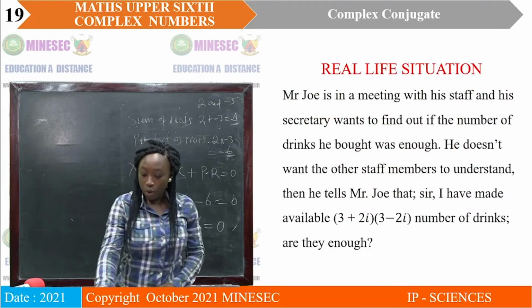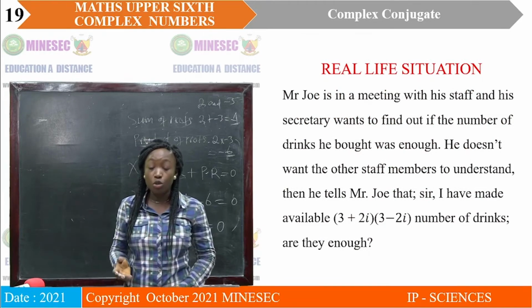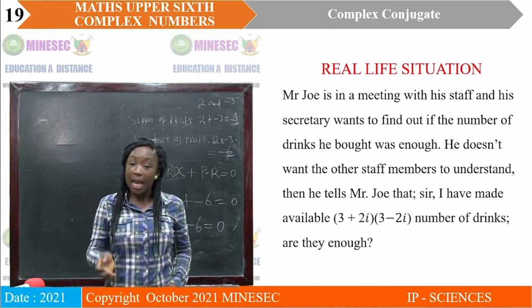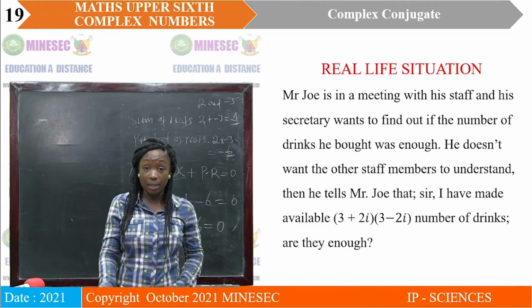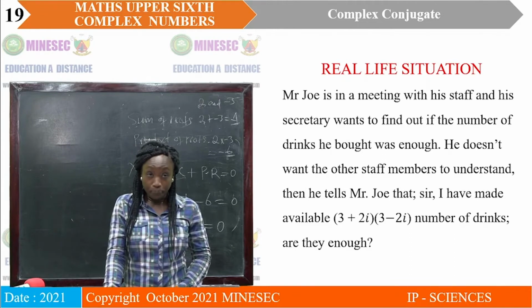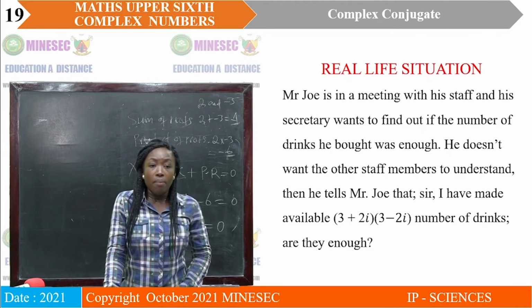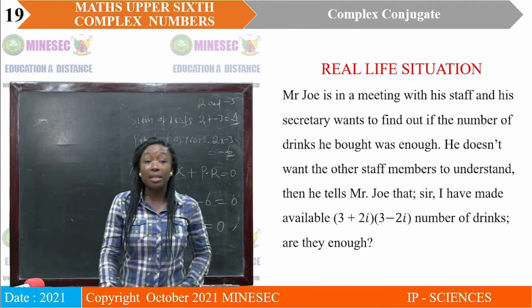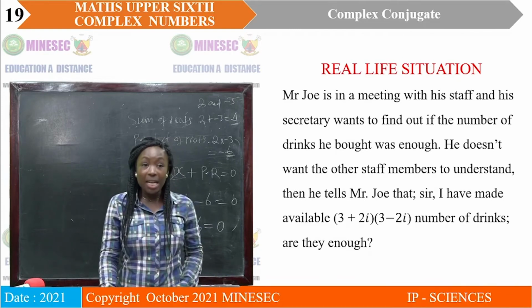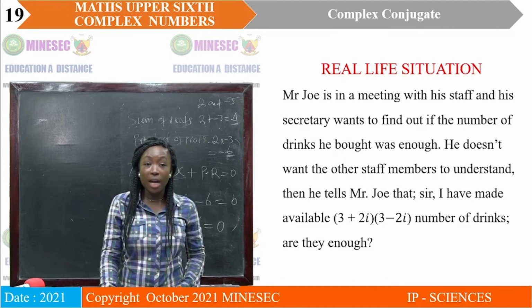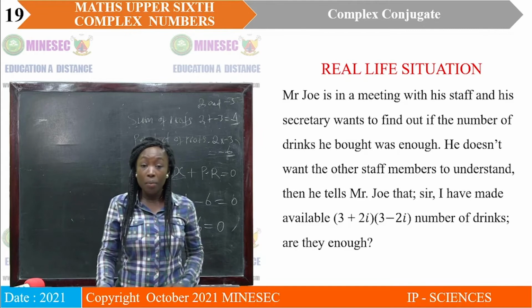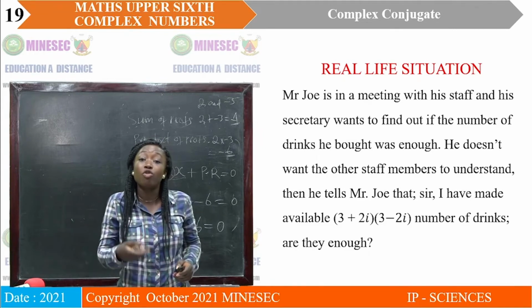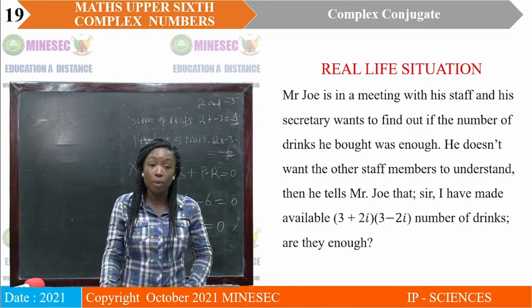So we move straight forward to the real life situation. And as usual, I'm going to read through the question, and at the end of the lesson, we are going to look at it together. So I read the question. Mr. Joe is in a meeting with his staff, and his secretary wants to find out if the number of drinks he bought was enough. He doesn't want the other staff members to understand. Probably he doesn't want the other staff members to know the number of drinks he is proposing to his boss.